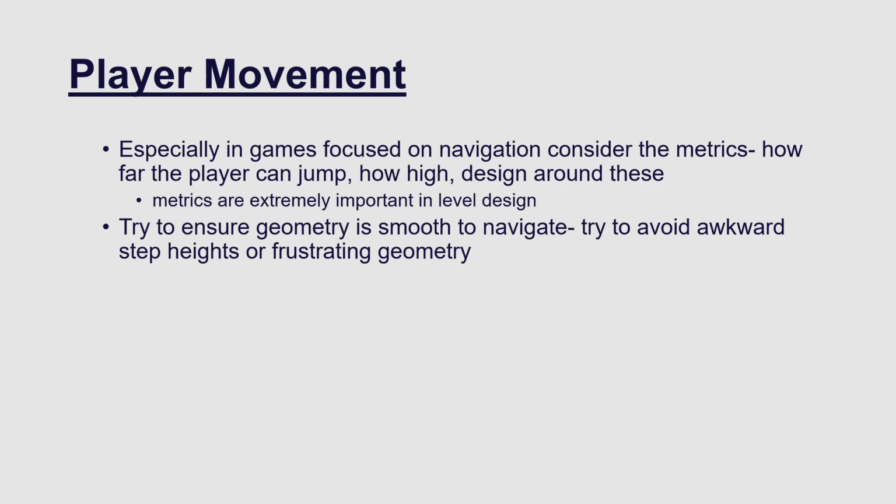And try to ensure geometry is smooth to navigate. Try to avoid awkward step heights or frustrating geometry. Frustrating geometry is things where there's a slight mismatch between the height of maybe two objects on a single plane, so there's a slight step and the player maybe gets slightly stuck or doesn't move properly. Awkward step heights is where maybe you have to jump onto each step as opposed to moving up it smoothly, like moving up the stairs. So try and think about those things to avoid those sort of geometry frustrations. Try and have your geometry feel nice to move through. Again, unless you're doing something where the goal is to have geometry that is not nice to move through.